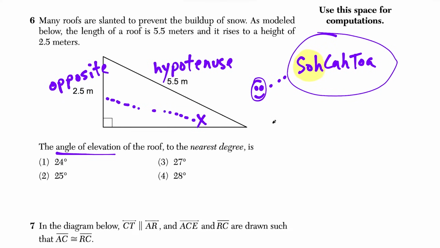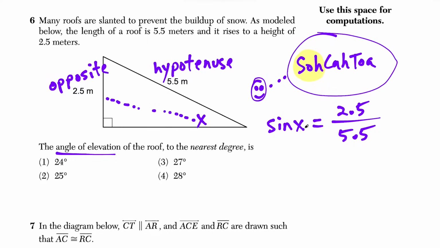Okay, so sine of the angle x is equal to the ratio of the side opposite of x, which is 2.5 meters long, over the hypotenuse, which is 5.5 meters long. And now our goal is to solve for the measure of angle x.